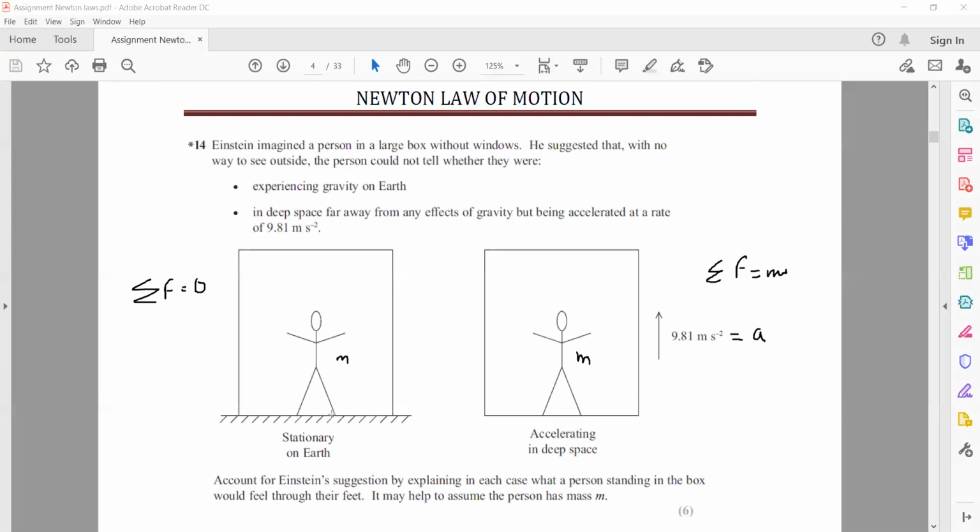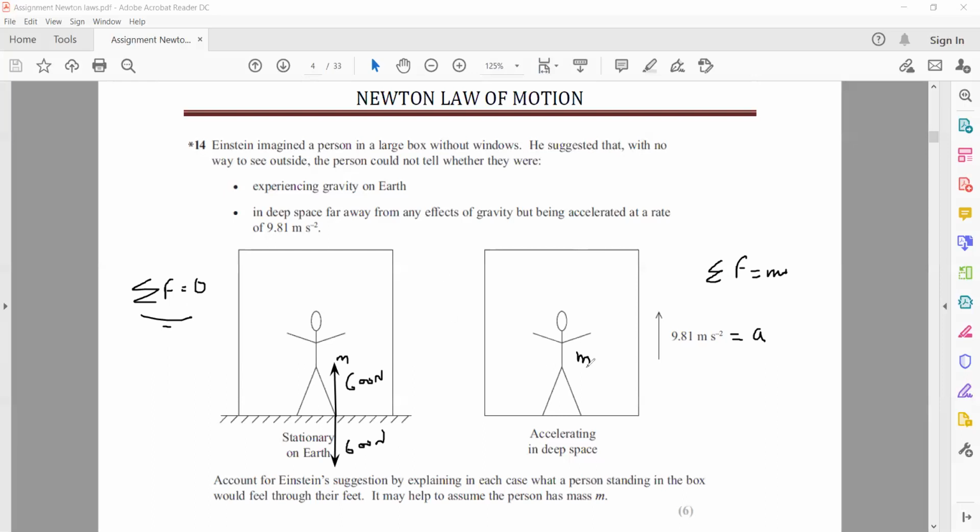So what happened for the person standing on Earth? His weight will act downward, and there will be a normal contact force upward, and the resultant force will be zero. For example, if the weight of the person is 600 Newton, the upward force from the surface is also 600, but the resultant force on this person will be zero.